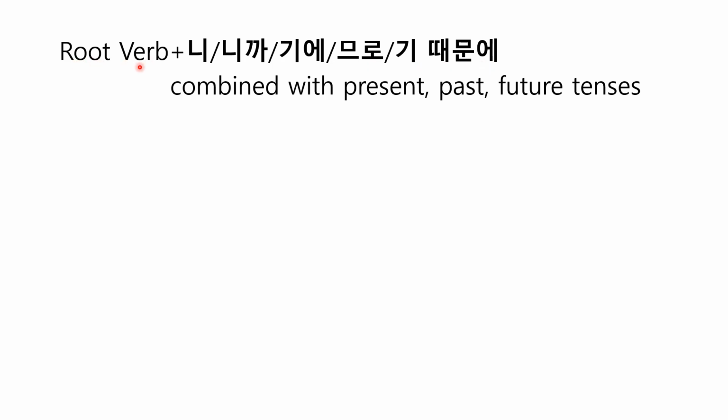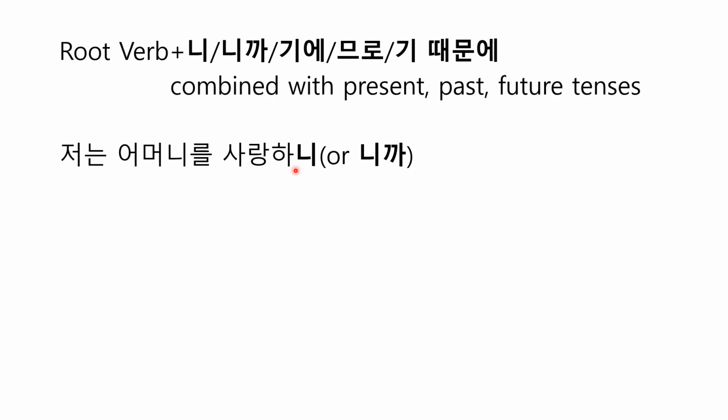When you have root verb here, this root verb doesn't have any tense. It can be future, it can be past, it can be present. So you can combine after these conjugational phrases sentences with past tense, present tense, future tense.